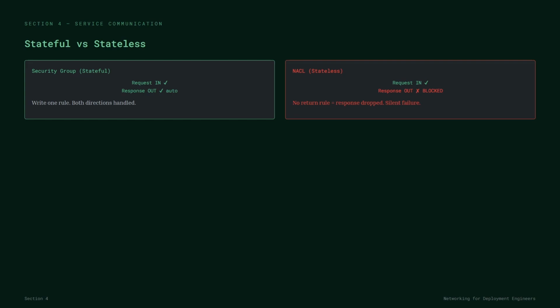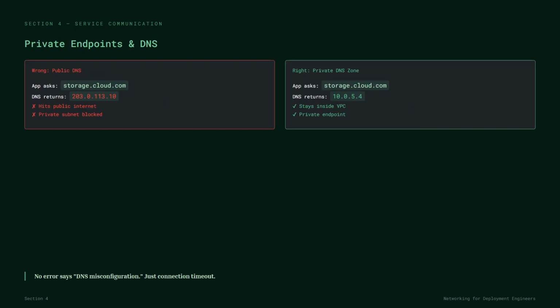NACLs are your last line of defense at the network level. Know they exist, know they are stateless, keep them as a failsafe, not your primary control.